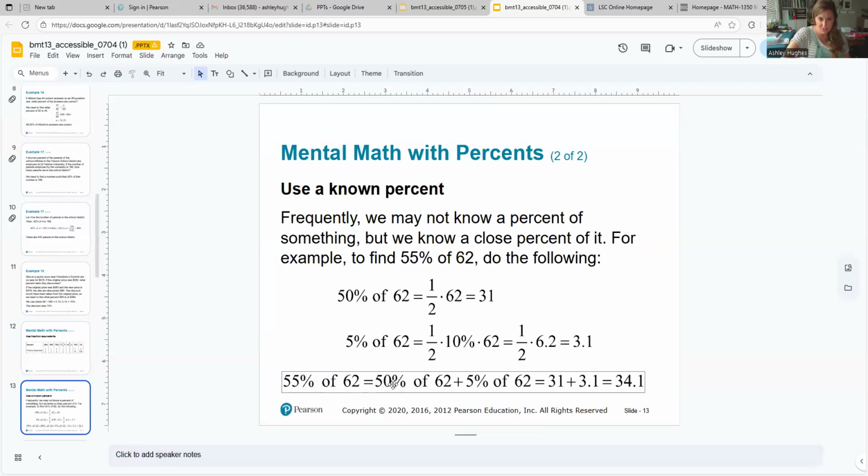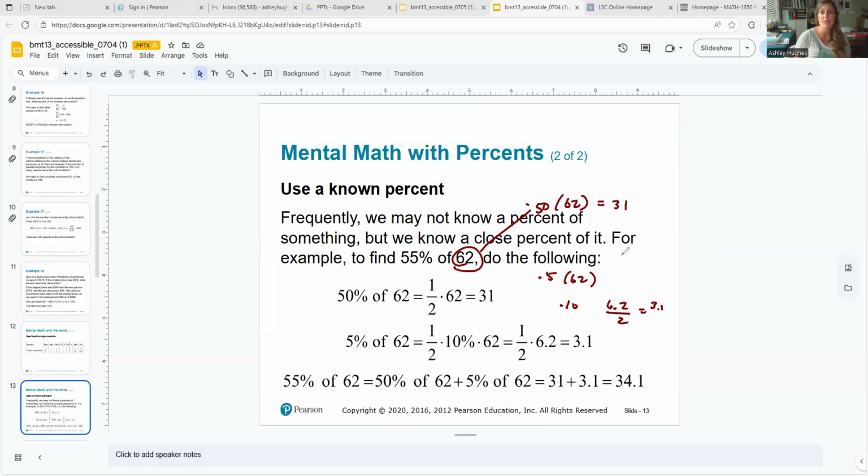55% of 62 equals 50% of 62 plus 5% of 62. So what they did here is instead of finding 55%, they said, I'm going to find 50%, which is basically cutting this in half, so that's 31. Then I'm going to find 5%. So 10% is 6.2, so 5% is half that, so that's where I got 3.1. So that means I can add these together to get 55%. That's what they did there.